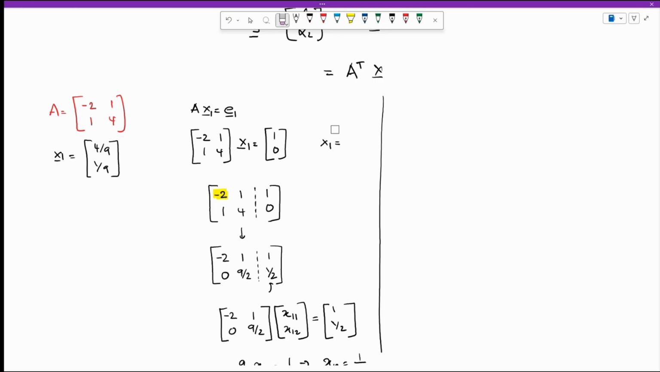Now, let's do this. You can follow the same procedure and tell me the solution for this equation, where A times x2 is e2. That means -2, 1, 1, 4 times x2 equals 0, 1. Tell me what x2 is.